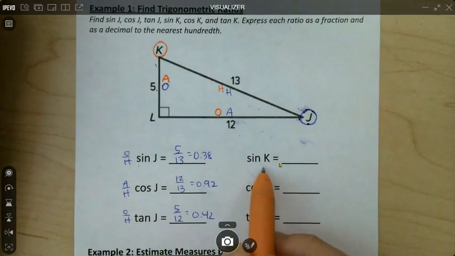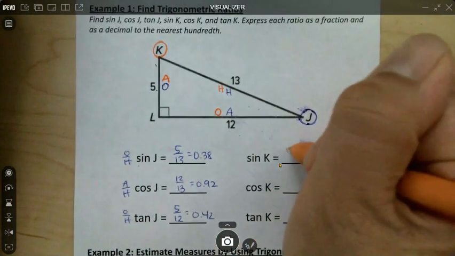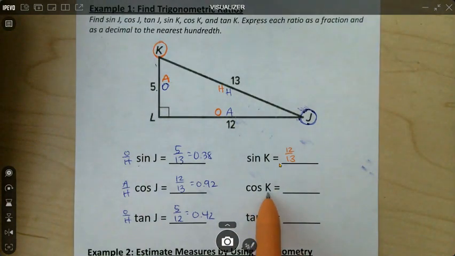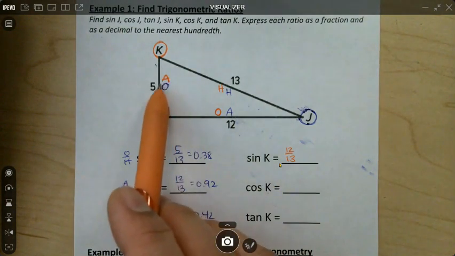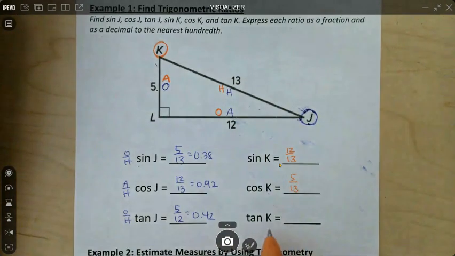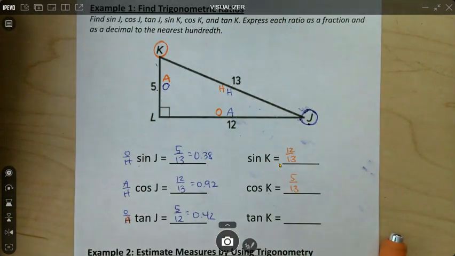All right, starting with sine of K, we know sine is opposite over hypotenuse, so it's going to be 12 over 13. Cosine K is adjacent over hypotenuse, so it's going to be 5 over 13. And lastly, tan of K is opposite over adjacent. Sorry, this should say opposite over adjacent over here.